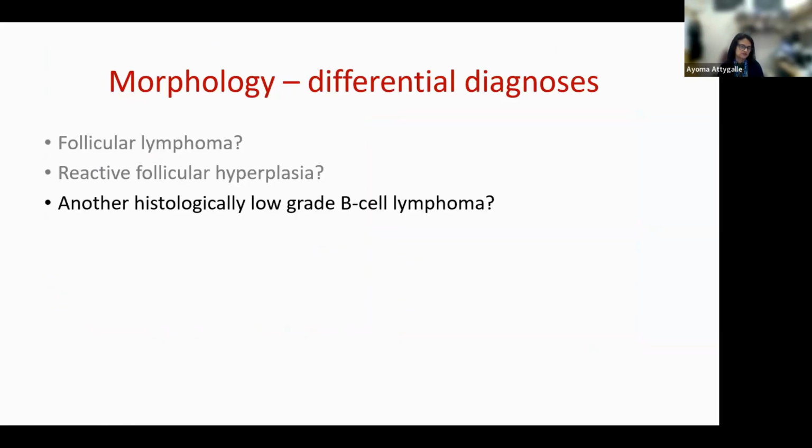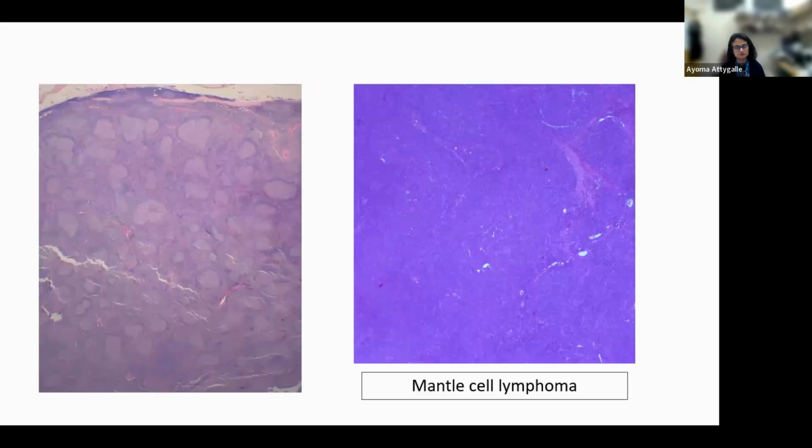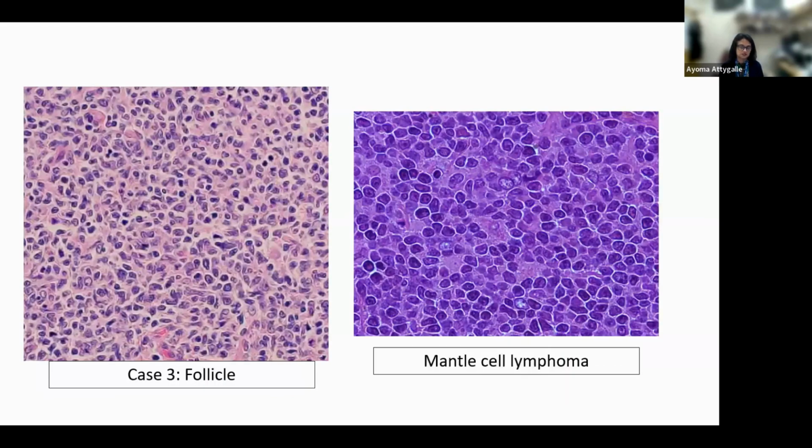So now we are moving away from a reactive follicular hyperplasia to a lymphoma. But what about another histologically low-grade B-cell lymphoma? Let's keep comparing. On the left-hand side is our case, and on the right-hand side is a mantle cell lymphoma. Not the case that you saw, but another mantle cell lymphoma. And you can see a uniform population of cells.